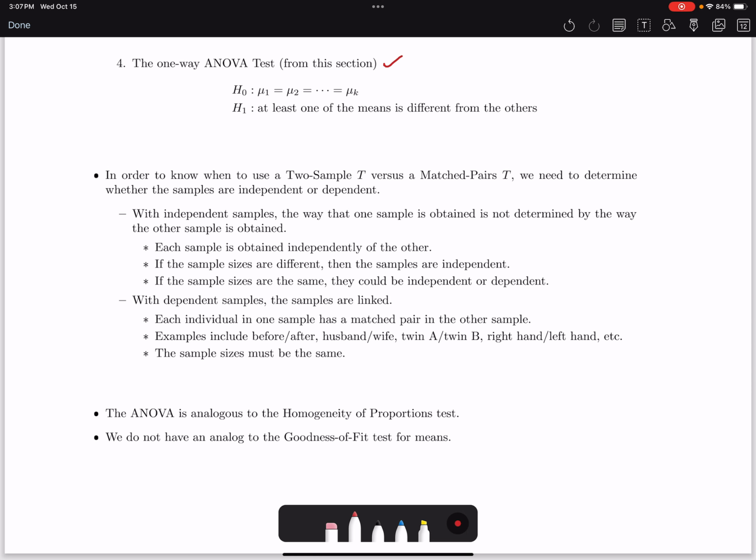The ANOVA test is similar to the homogeneity of proportions test. We talked at the beginning of the lecture about how instead of calling it an ANOVA test, we might call it a homogeneity of means test. That would be a good name for this test. We don't have an analog for the goodness of fit test for means. As far as I'm aware, there's no test that exists that will allow you to test mu1 equals some number, mu2 equals some other number. I don't think that we have a test for that. I could be wrong, but if we do have a test for it, it's not something that's covered in this class, so you won't have to worry about it. And that'll do it for the one-way ANOVA.